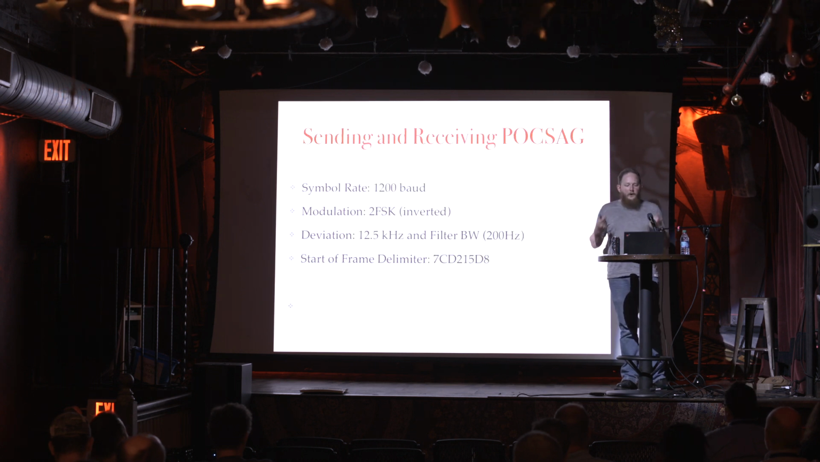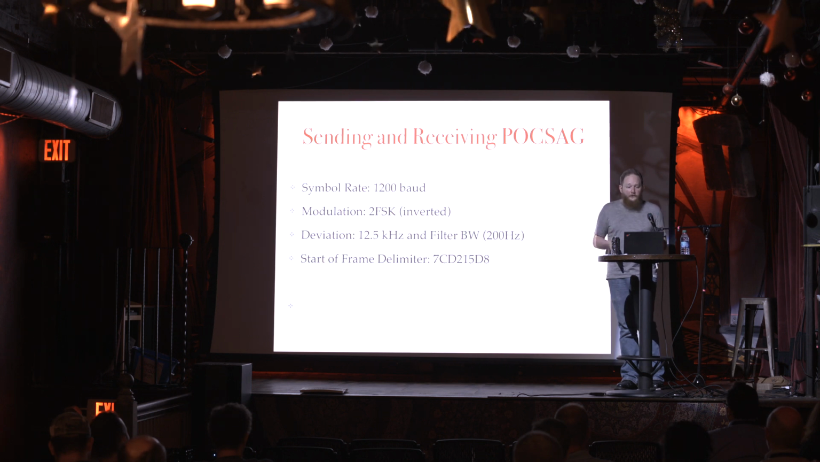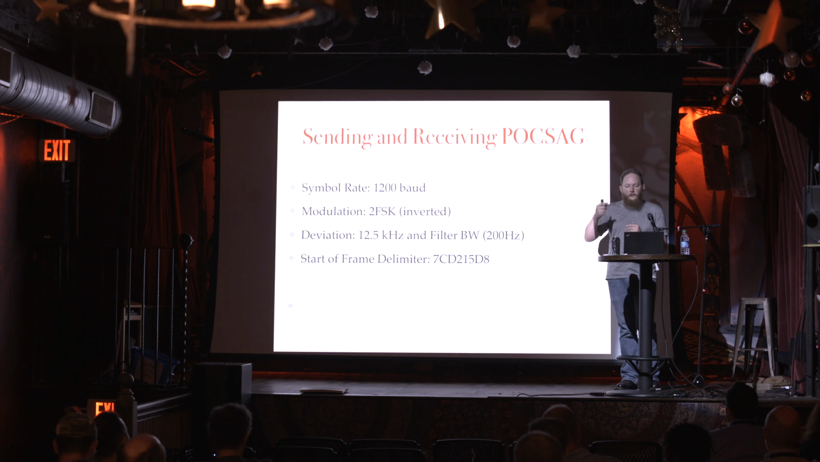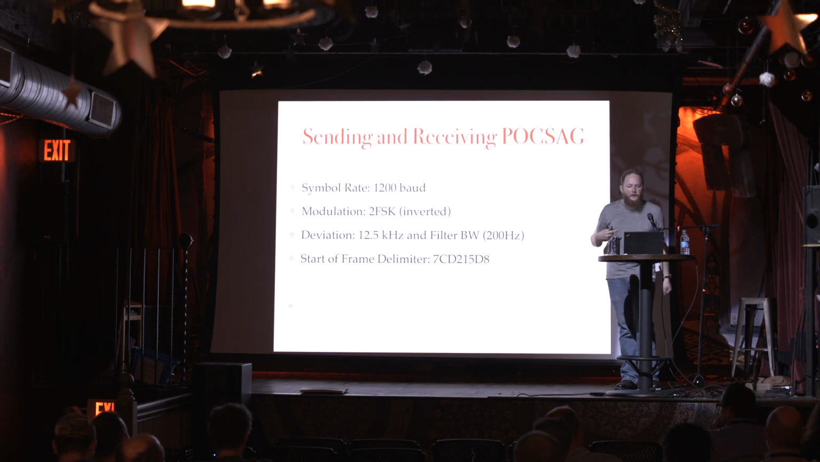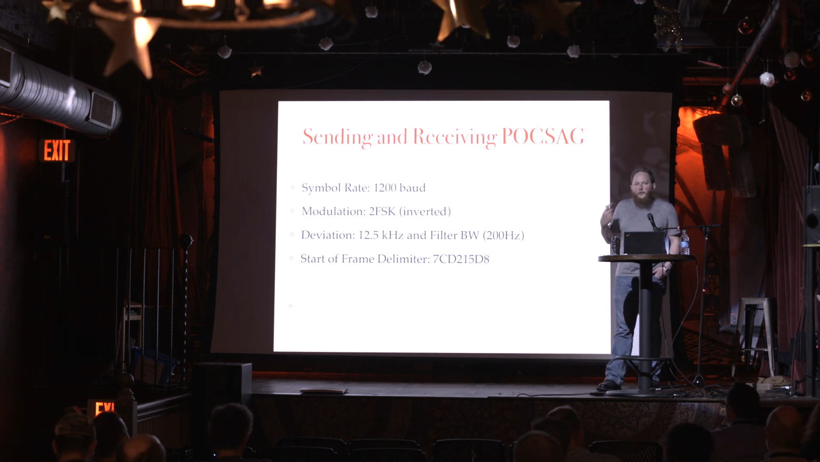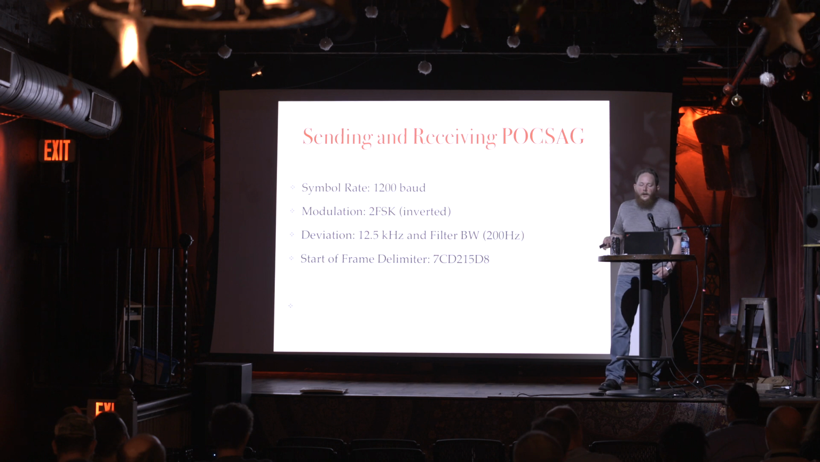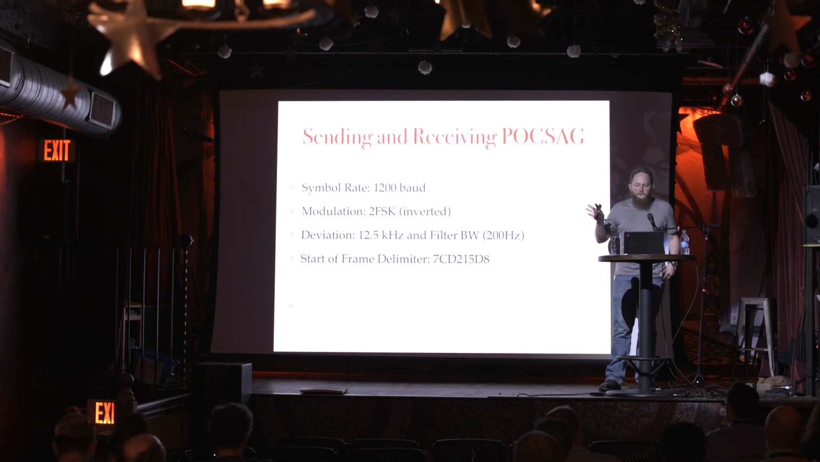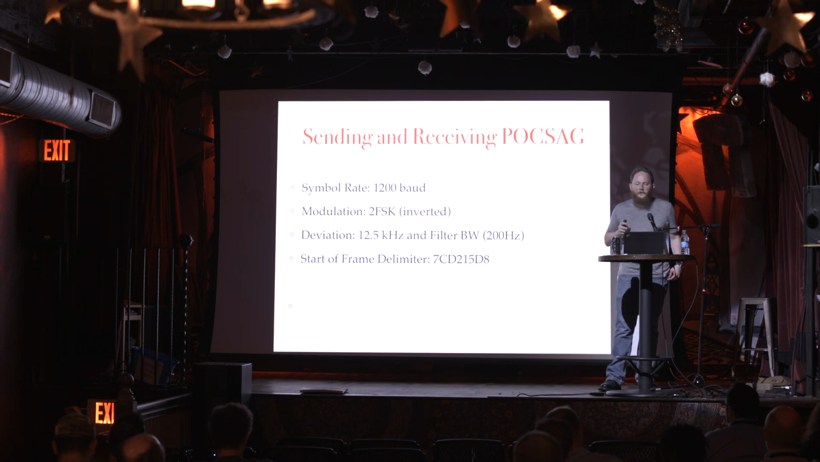Now, in POCSAG, we have a defined standard that we can read, and it says that symbol rate is 1200 baud. It says that it's 2FSK, which means that you have one frequency for a 1 and a different frequency for a 0, and you switch between them. The deviation is defined as 12.5 kHz. Older networks will use 25. And the filter bandwidth, like 200, I think that should say kilohertz, is fine.